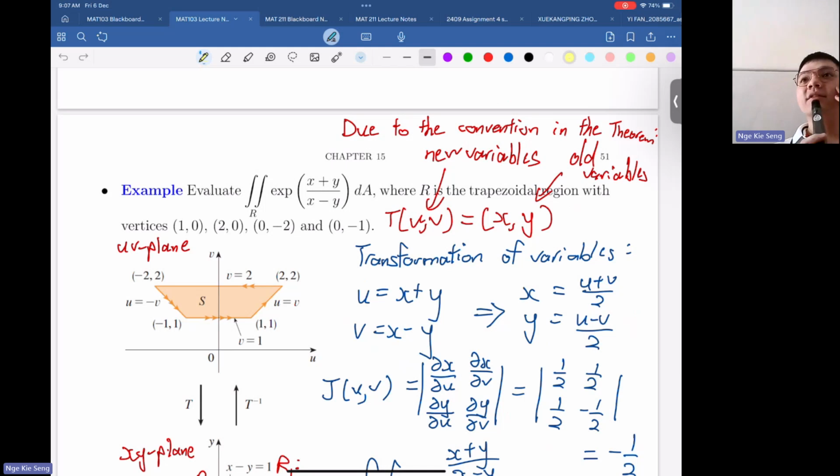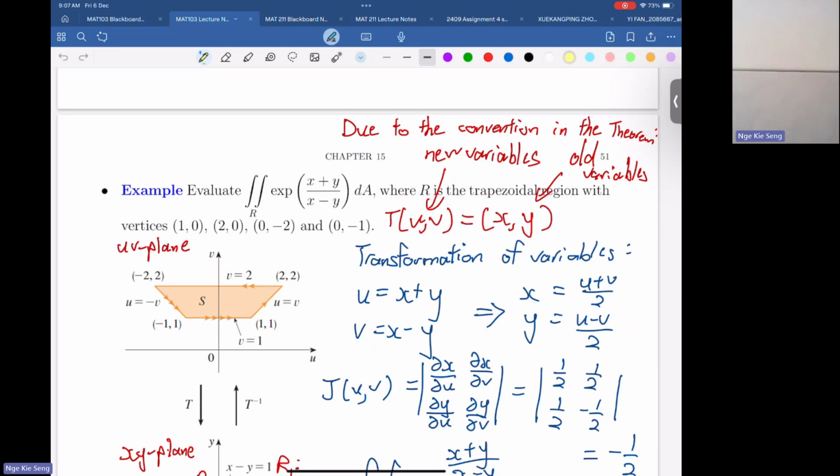So if you're gonna integrate this function using dx dy, you know how to do it or not? E to the some power, some complicated. Can do or not? You think you can do it? Cannot. Okay, so turns out that if you use transformation of variables, then you can do it easier.